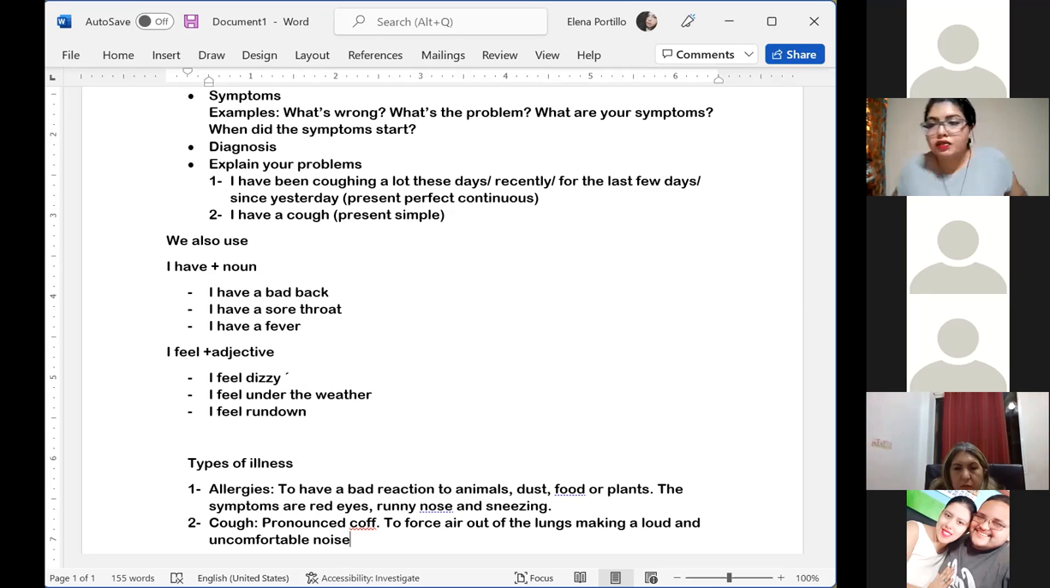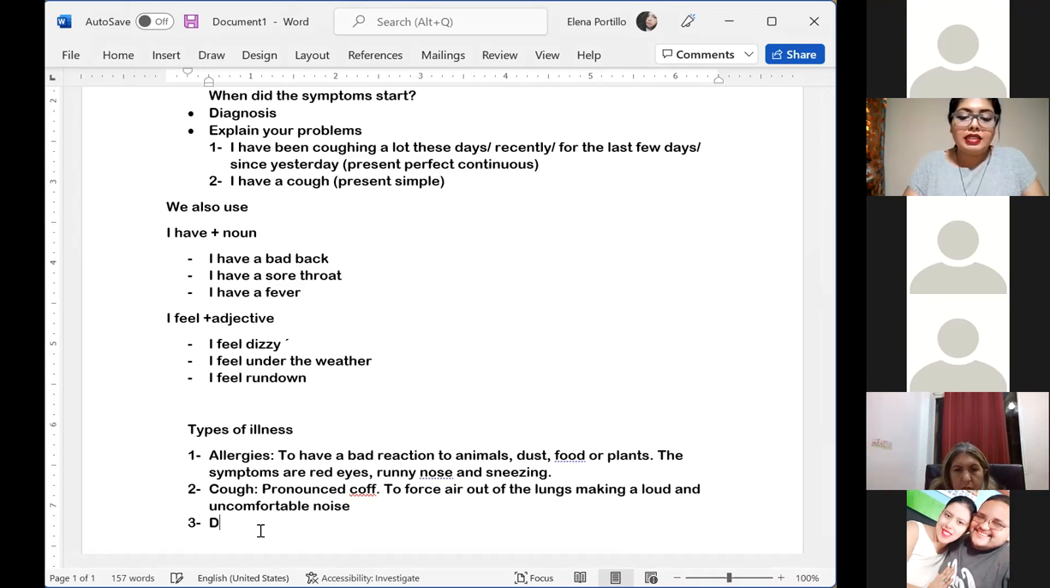Okay, cough. That's the second one. It's very common also. And this one, it's to force air out of the lungs, making a loud and uncomfortable noise. That is the cough.